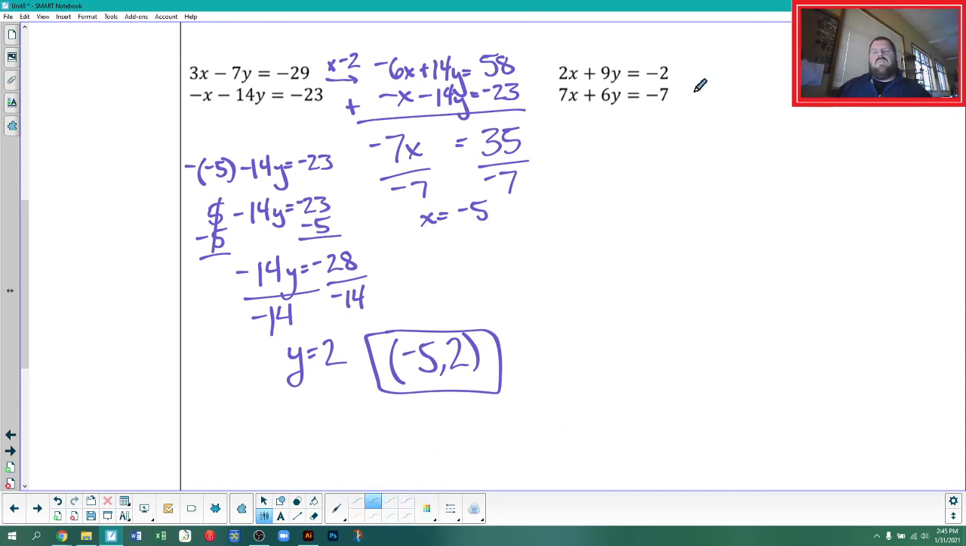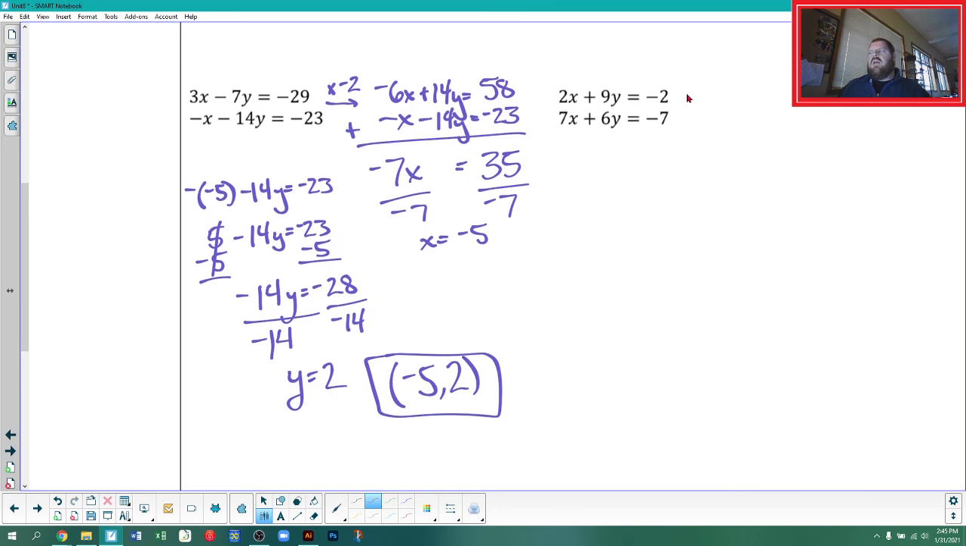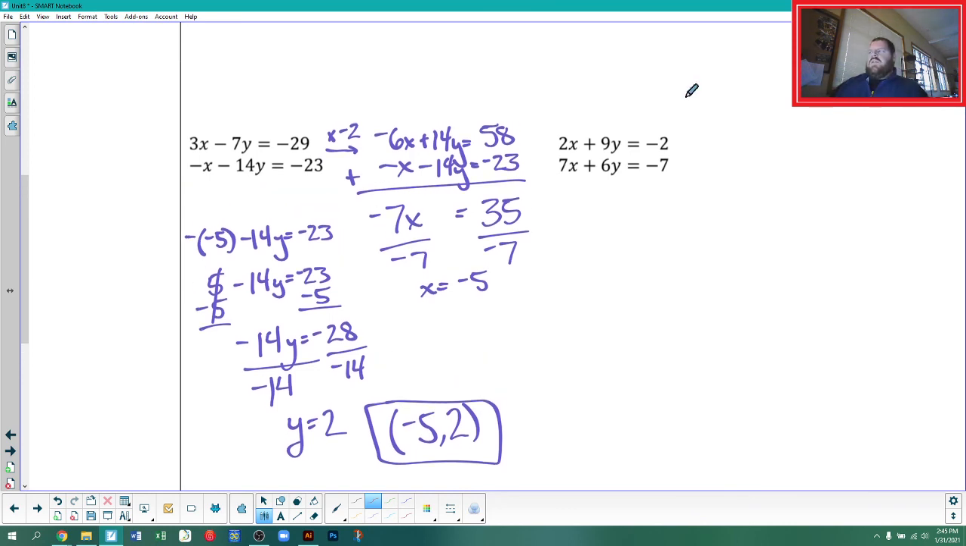Let's go there. Last one we're going to look at here. I'm going to scroll up a little bit so that it doesn't get covered by me. We do have to multiply both equations by something. There's no good way to get rid of one of the variables just by changing one equation. I can't turn 2 into 7. I can't turn 6 into 9. So I am going to have to change both of them.